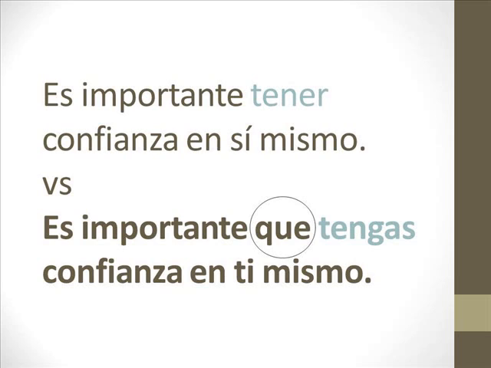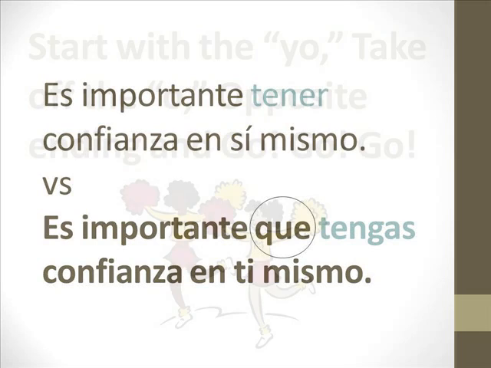Here we have an example that shows us the difference between using an infinitive and using the subjunctive. We talked about this yesterday too. I can say "es importante tener confianza en sí mismo." It's important to have confidence in yourself. Kind of like just saying in general, it's important for one to have self-confidence. But if I want to make that a person that I'm talking to, not just in general, then I would use the que and my new subject and conjugate that verb in the subjunctive. So instead of saying it's important to have self-confidence, this second example says it's important that you have self-confidence. "Es importante que tengas confianza en ti mismo."